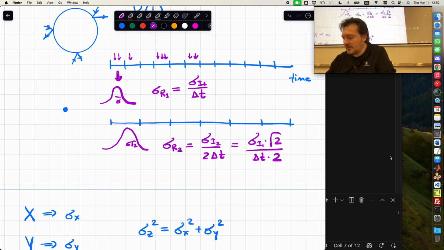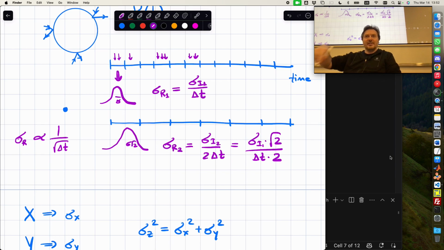Do you see what happened? What happened is the following. The sigma of this random force is proportional to 1 over square root delta t. That's what I'm trying to show you. Remember, at the end of the lecture, I told you it's 2 k gamma kBT, but we also have to put delta t at the bottom of the square root. That's what I'm trying to explain to you.